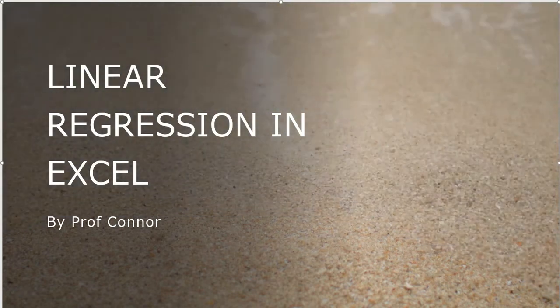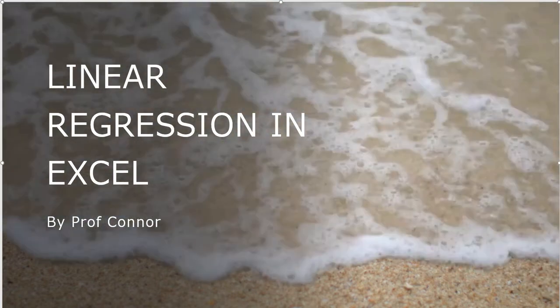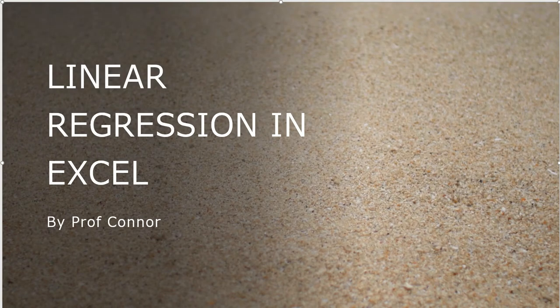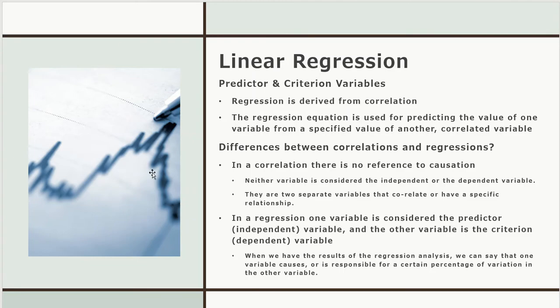Hi everyone. For this video, we're going to look at how to perform a linear regression in Excel. So just to remind you, linear regression contains predictor and criterion variables. And regression actually comes from correlation. It's used for predicting the value of one variable based on the value of another variable.